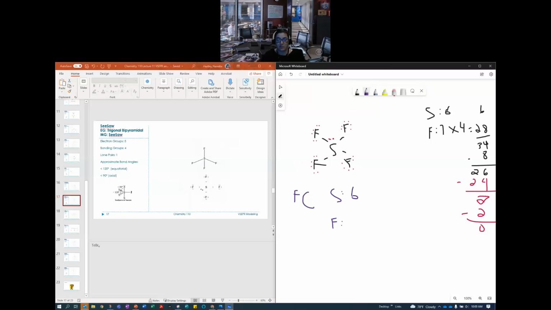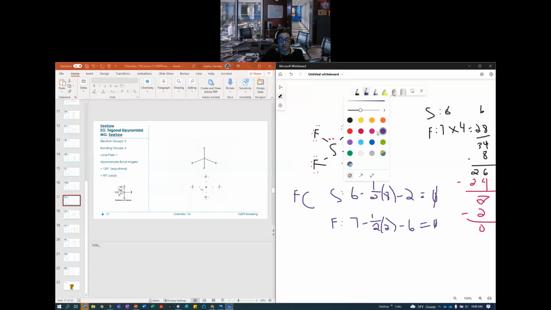Our sulfur should have 6 electrons. We're going to subtract from that half of the bonding electrons, so the 2, 4, 6, 8. And then subtract the non-bonding electrons, so 2, 4, 6. Happily, that gives me 0. My fluorine should have 7. I subtract half of the 2 bonding. And then subtract these 6 from the lone pairs. And that gives me 0 as well. Okay, awesome. Everybody has 0 charge. I'll have all of my electrons distributed. Cool. So everybody should be happy at this point.